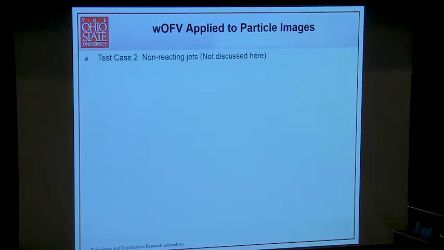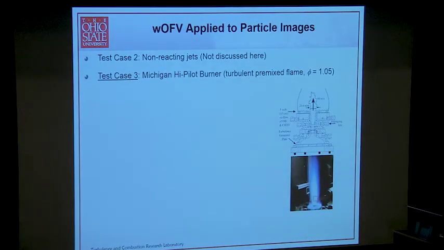Now, test case 3 as we move on. Now let's actually go in the flame. So all this I've shown you is a synthetic, non-reacting case. You're taking a summer school in combustion, and you signed up for the diagnostics part, laser diagnostics. So we have to apply this in reacting flows for you guys to get your money's worth.